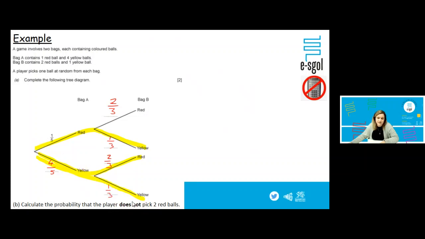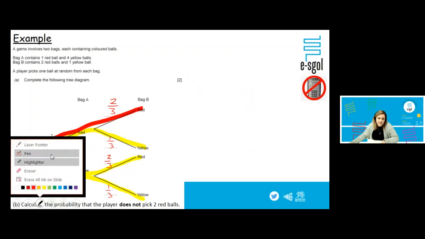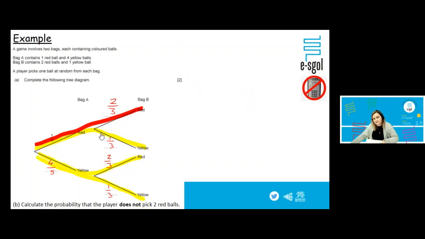So by saying, let's choose 2 red. Okay, let's go with that process. So if we go red and then red, if we work out that probability, we can then subtract our answer away from 1, and it will give us the remainder without having to work out 3 different sections there.